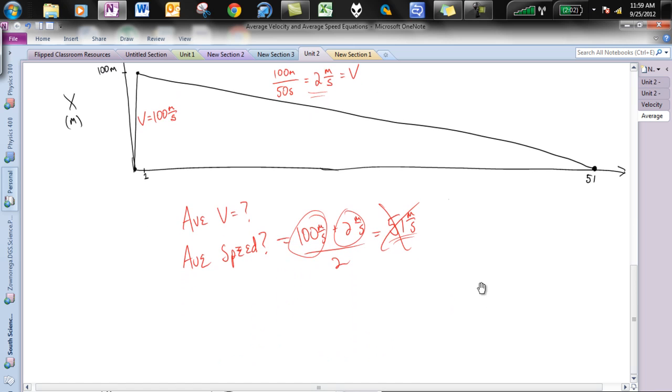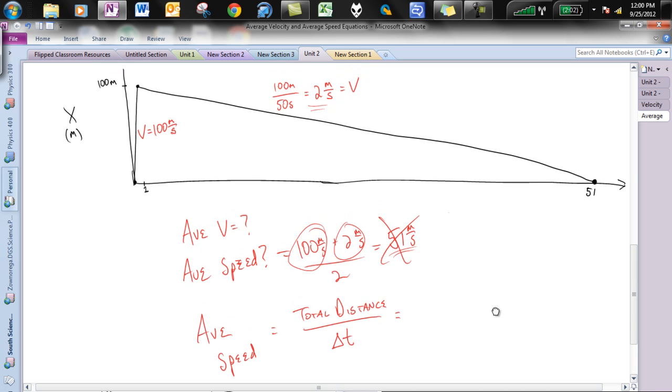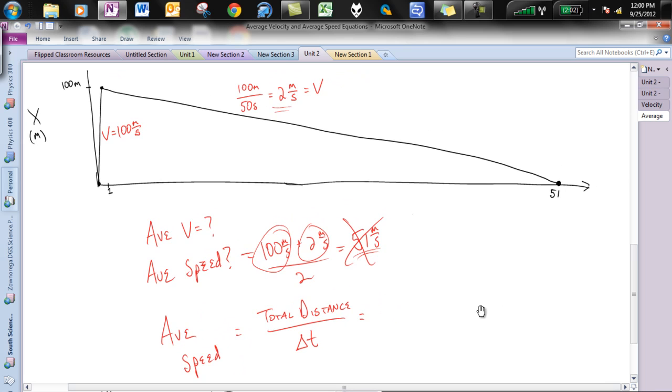The way that we do these average speed calculations, and again, you will get this for the test, is total distance over the total time, delta t, for that interval. So in this case, our total distance traveled in this 51 seconds is, I'll let you think about it for a second, total distance for the 51 seconds, we traveled 200 meters. We went there and back, which is a total of 200, over 51 seconds.